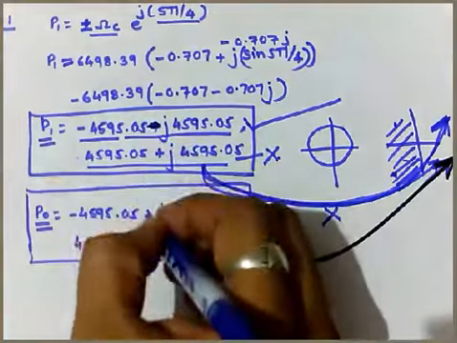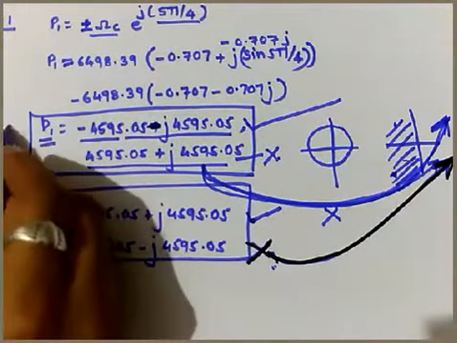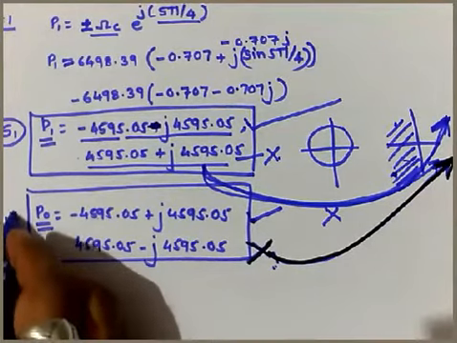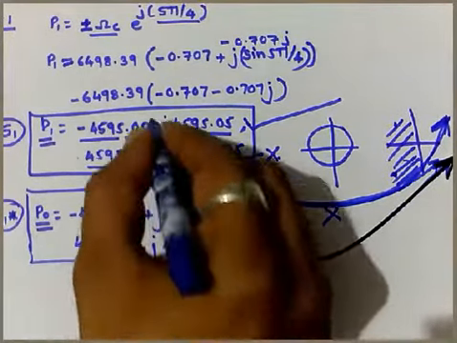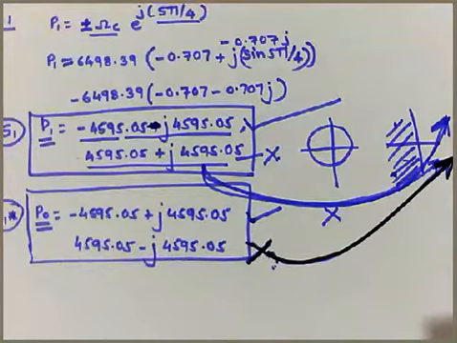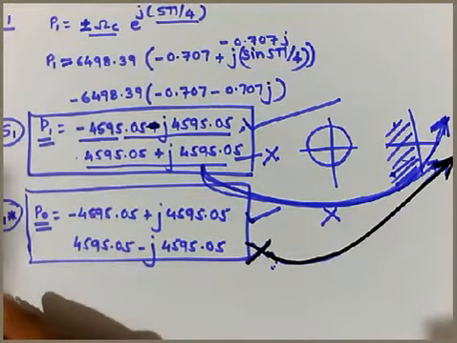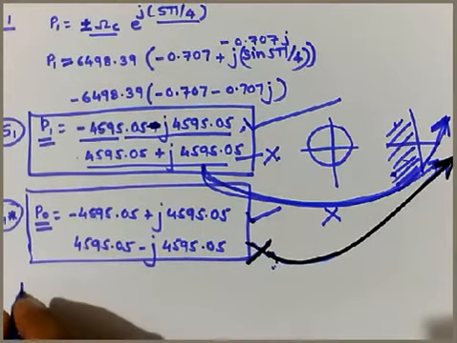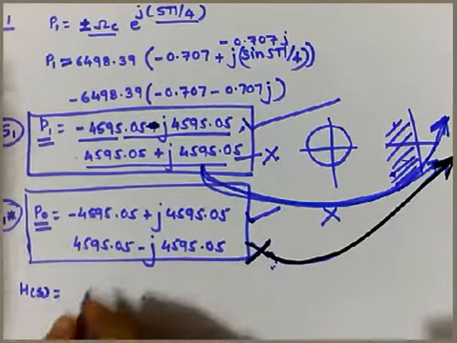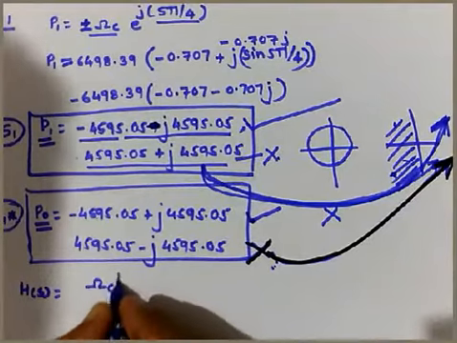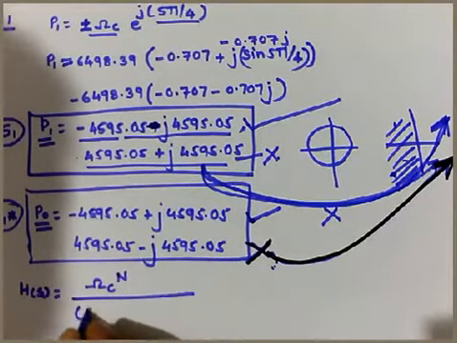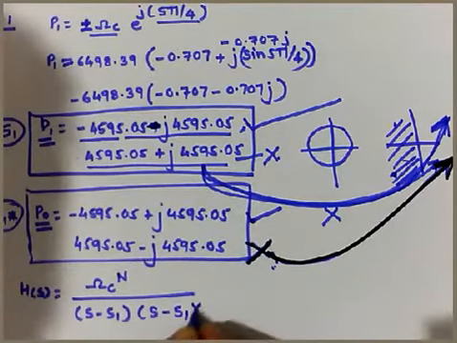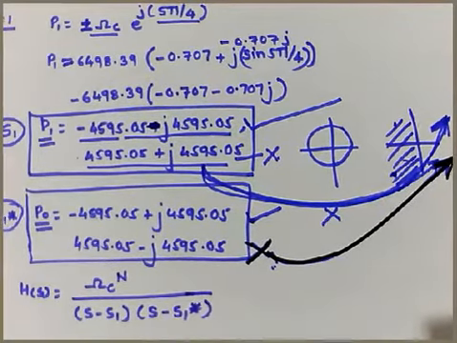By looking at these two terms, it is quite obvious that if I say this is S1, then this will become S1 star. Why? Because it is nothing but the conjugate of this particular pole. So we can write it in terms of H of S. H of S will be nothing but omega c raised to n divided by S minus S1, since the poles which we got are the conjugate of each other, so directly we can write it like this.